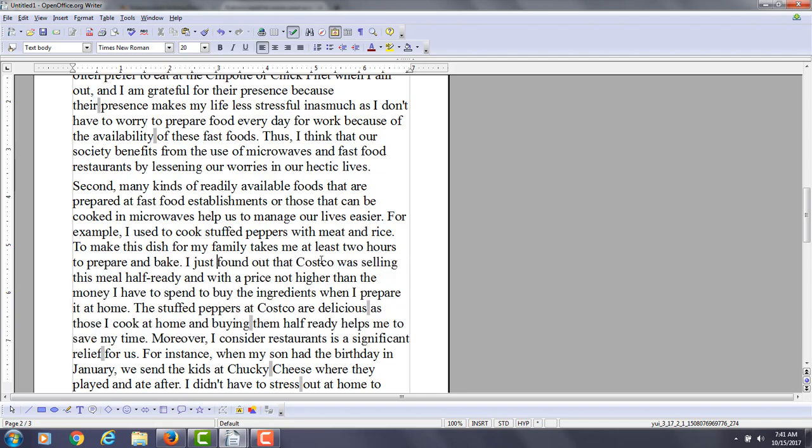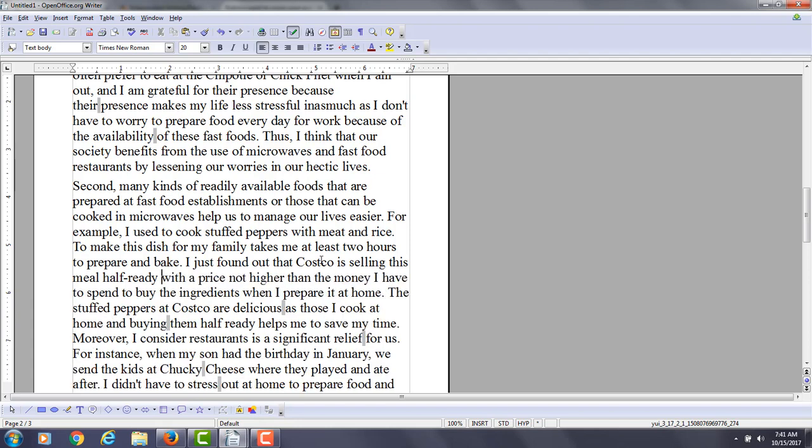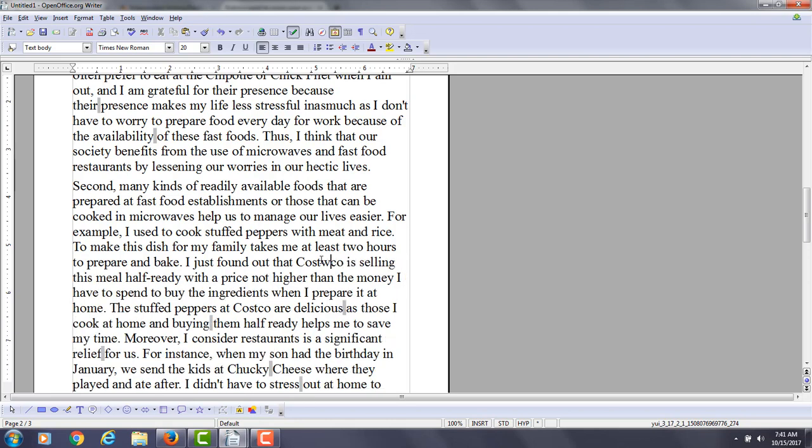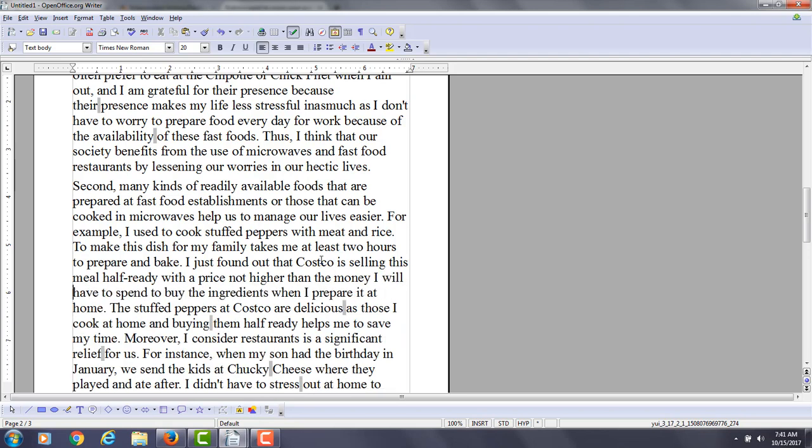Maybe you should say just, and then you can use present tense here. So I just found out that Costco is selling this meal half ready with a price not higher than the money I will have to spend to buy the ingredients when I prepare it at home. The stuffed peppers at Costco are delicious. Our parallel structure: are as delicious as those I cook at home.